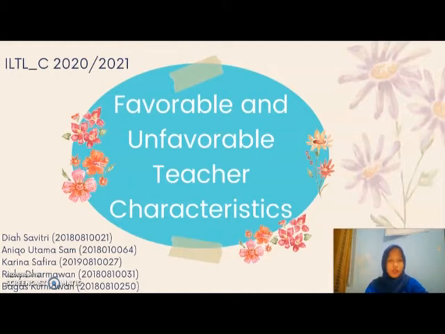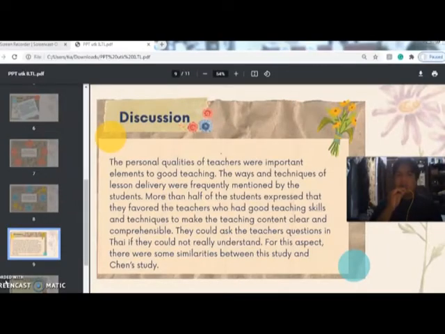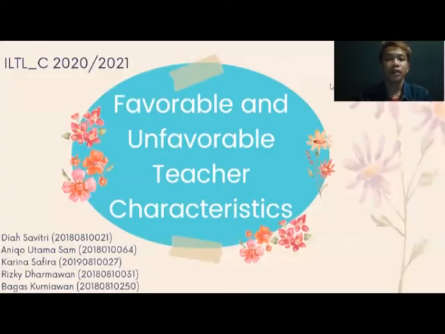My name is Diah Savitri, and my last student number is 21. My name is Karina Safira. My student number is 2019 08 100 00 100 and 27. My name is Rizky Dharmawan. Hello, my name is Bagas Kurniawan. My student number is 2018 081 0250.